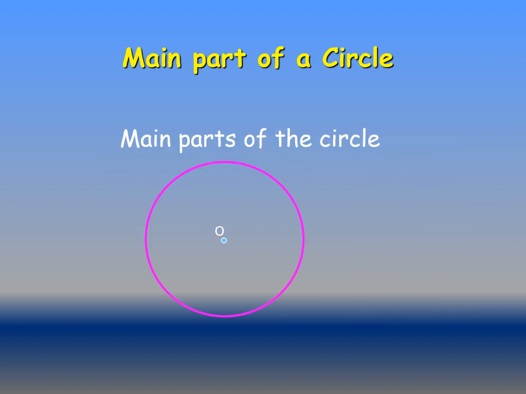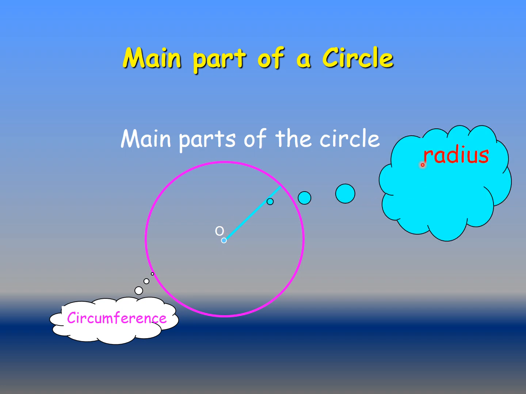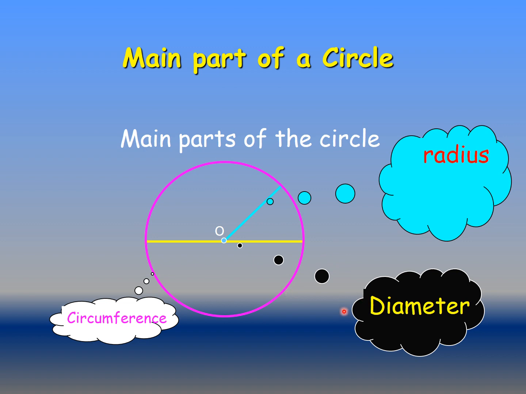So first let's discuss the main parts of the circle. This is called the circumference and this is called the radius, and the line passing through the center and touching the end points of the circle is called the diameter. We can find the radius using the formula r = half of d, where D stands for the diameter. Diameter D equals 2 times r. The small letter r represents the radius and capital D represents the diameter.